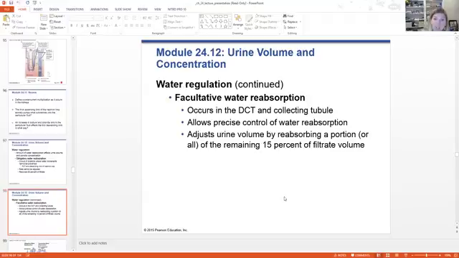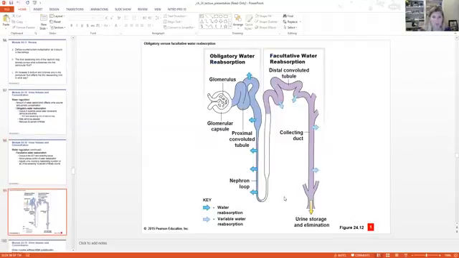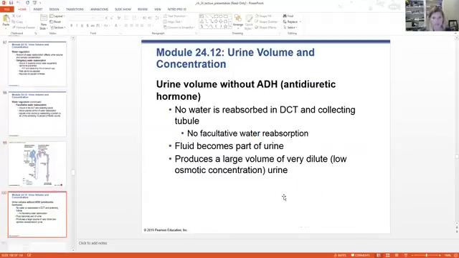There's also facultative water reabsorption. This is under the influence of hormones. So this is the DCT and the collecting tubule, adjusting that volume of urine and concentration of urine to get that last little change before it's eliminated. So obligatory is pretty much most of our nephron except the DCT and collecting duct.